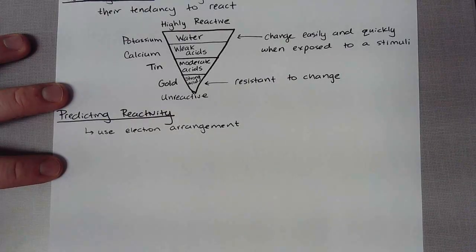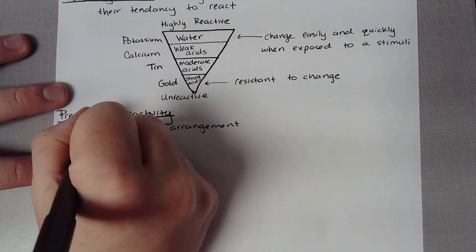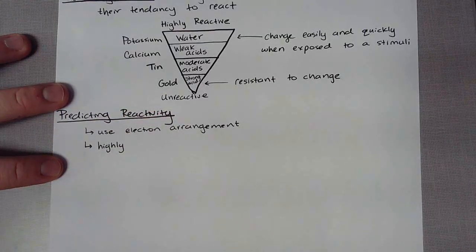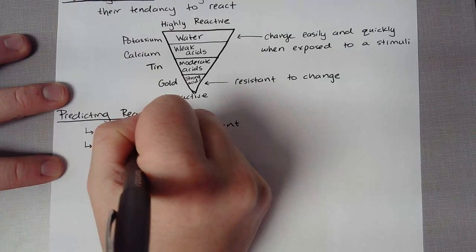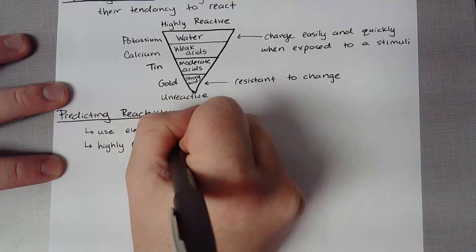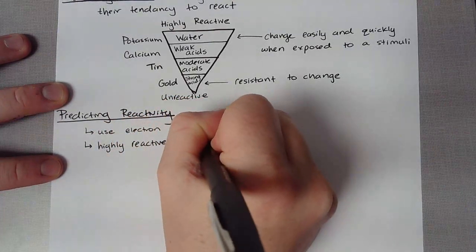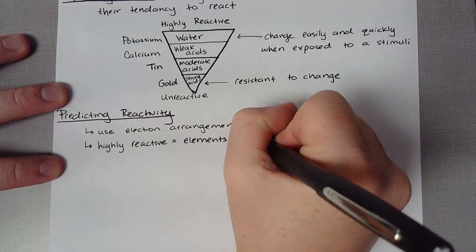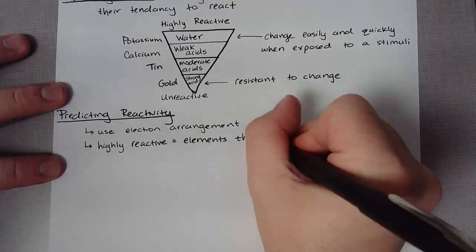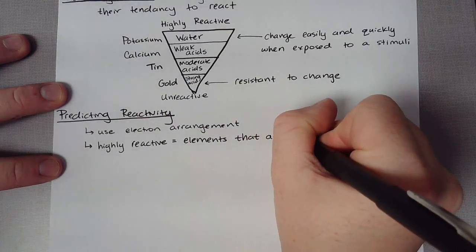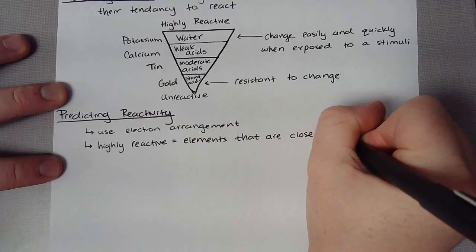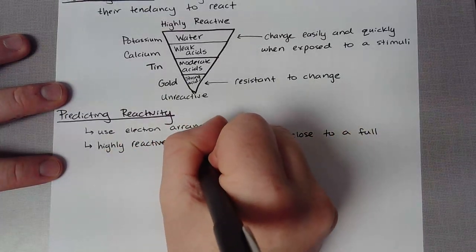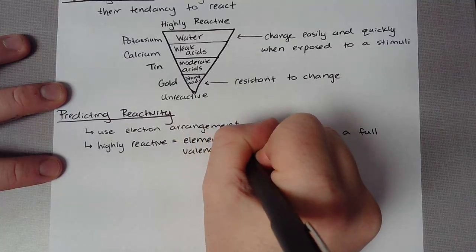Highly reactive elements are going to be elements with valence shells that are nearly full. Or elements, actually, I shouldn't say that they're nearly full. I should say that they are close to a full valence shell.